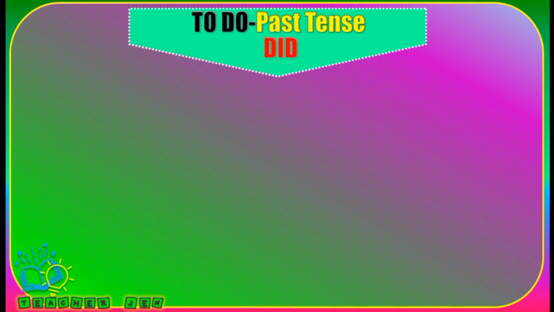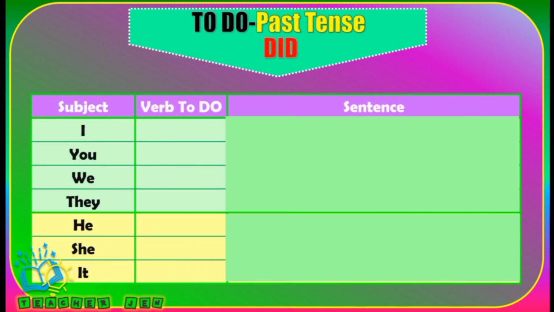Now let us proceed to another form of the to do verb. We have the verb did. Did is the past tense of to do. When we say past tense, it means that we are talking about events that already happened.